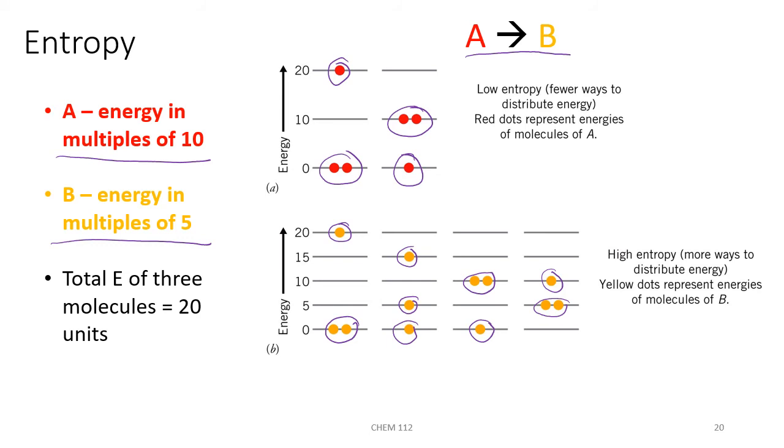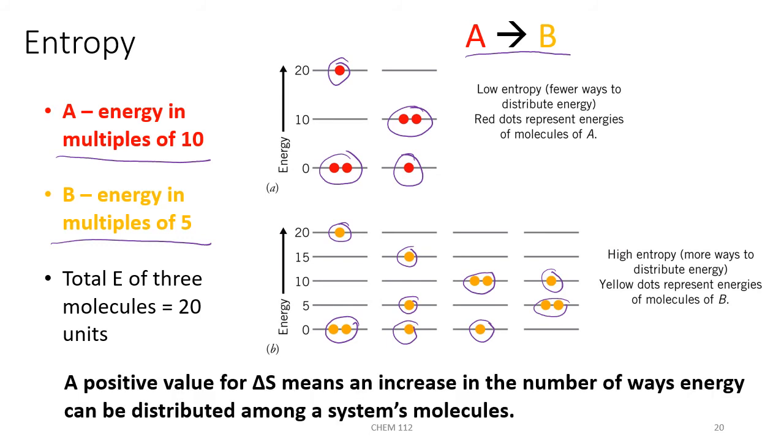But B would be at higher entropy than A because there's more ways to distribute that energy, which is really what entropy is. A positive value for delta S means an increase in the number of ways energy can be distributed among a system's molecules, whereas a negative value for the entropy, or delta S, would indicate a decrease in the number of ways that energy can be distributed among the system's molecules.